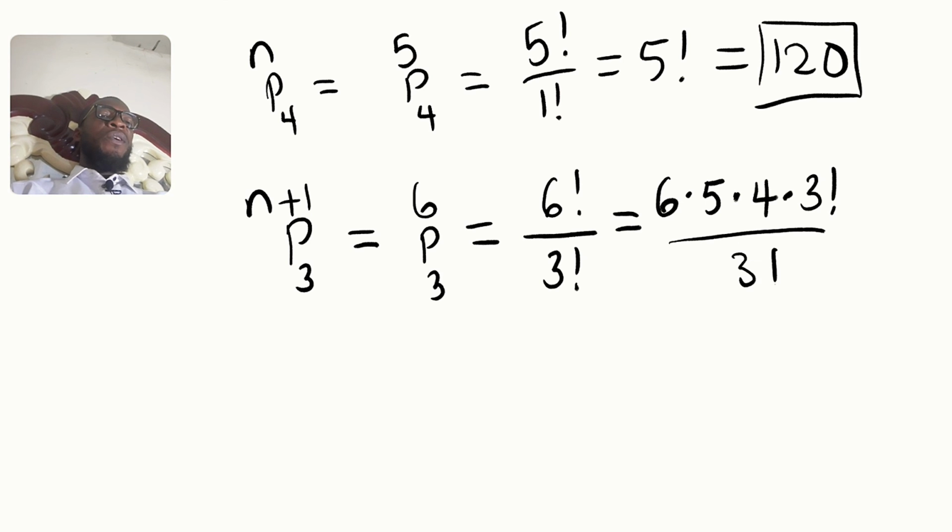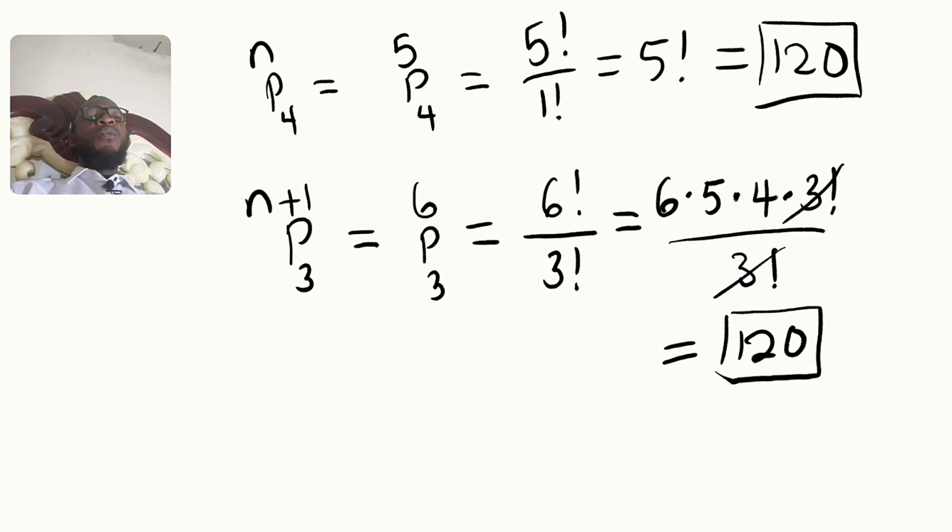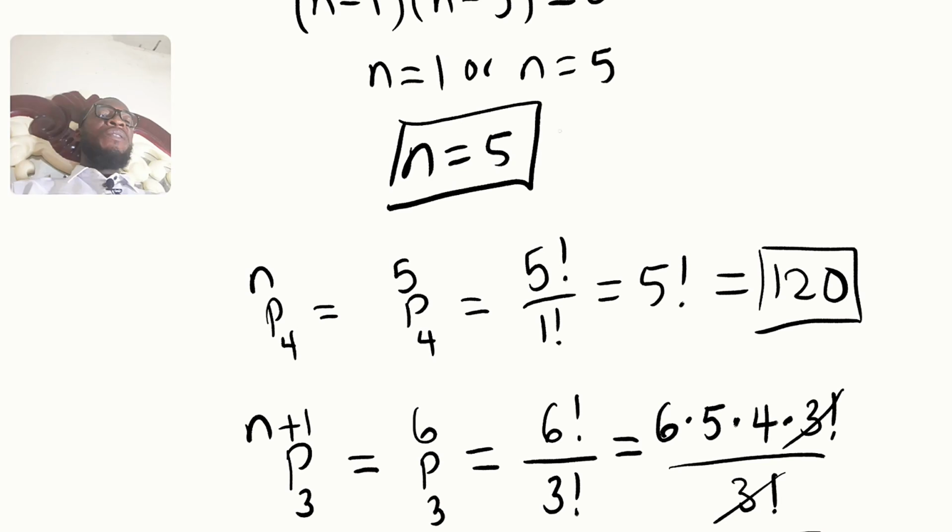Divided by 3 factorial. This 3 factorial will cancel this 3 factorial. 6 times 5 is 30. 30 times 4 is 120. And hence the left hand side is equal to the right hand side. And we conclude by saying that our real solution is n equal to 5.